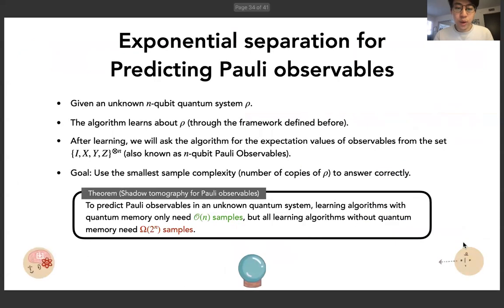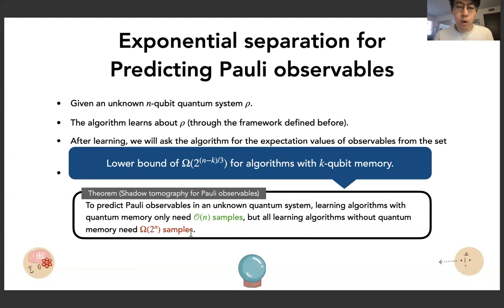Utilizing this technique, we can establish this theorem showing that in order to predict Pauli observables, all learning algorithms without quantum memory will require 2 to the n samples. Furthermore, one could also establish a lower bound of 2 to the n minus k over 3 for algorithms with only k qubit memory.